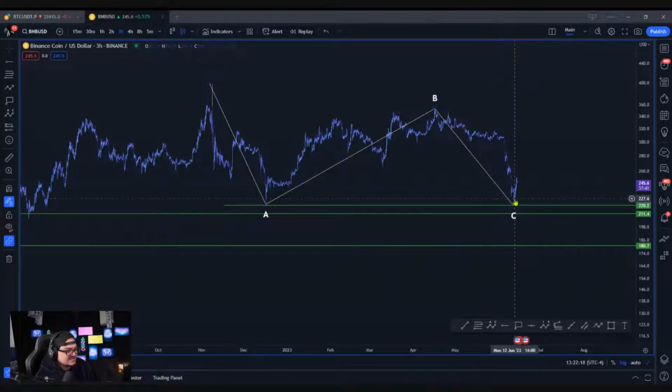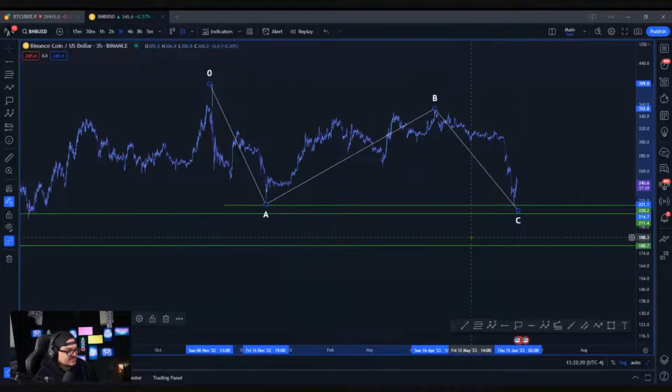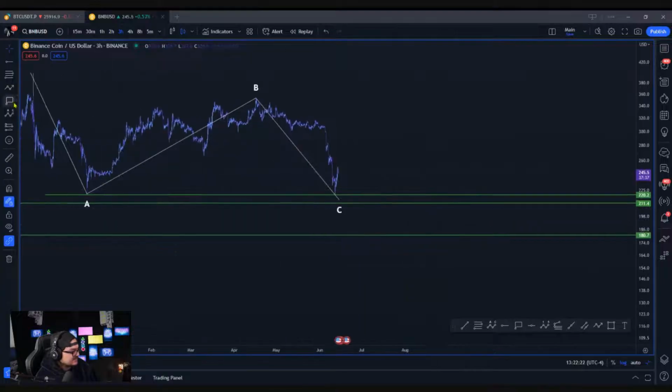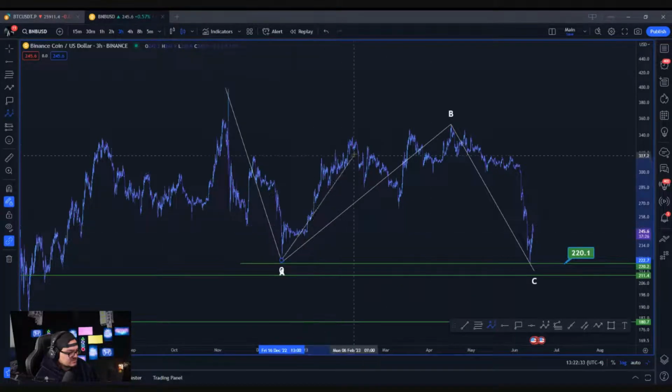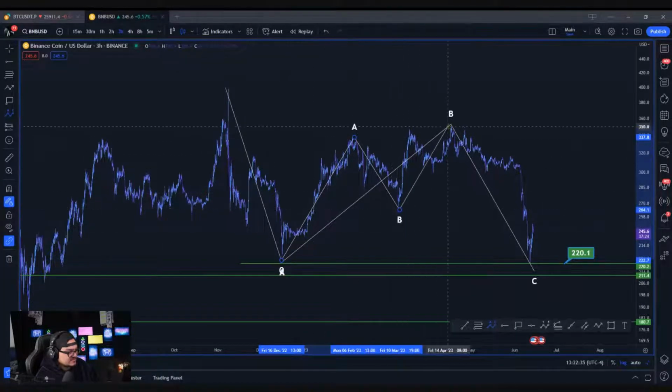So A to B to a C. I need to get a lower low past that previous low, so keep that in mind. That is the most significant level to break for the bullish setup, in my opinion. It's around 220.